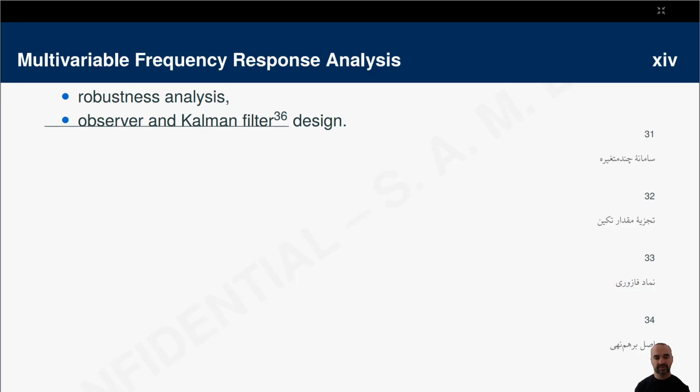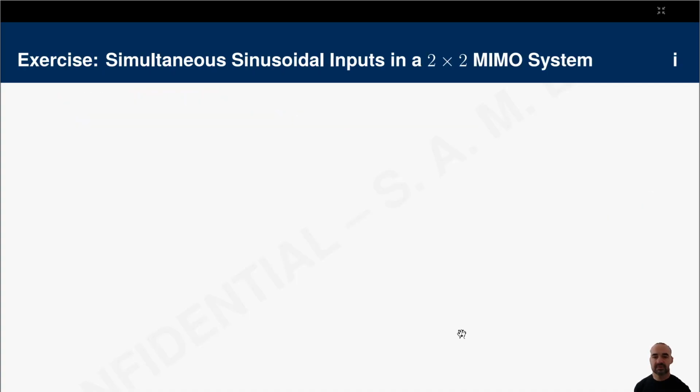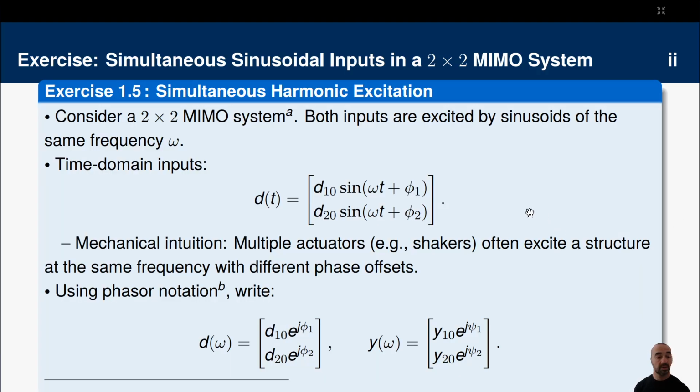Frequency domain thinking feeds essentially directly into modern control design. Because now we have related the frequency domain thinking to multivariable MIMO systems, let's assume, as an exercise, a 2x2 MIMO system. Both inputs are excited by sinusoids of the same frequency.